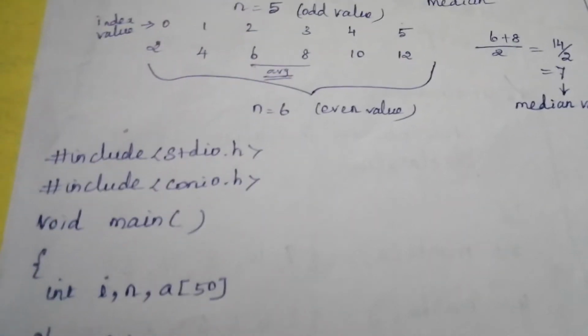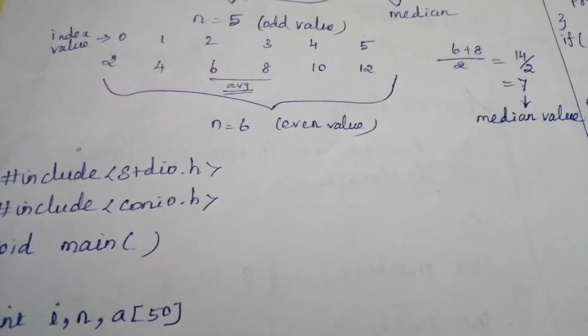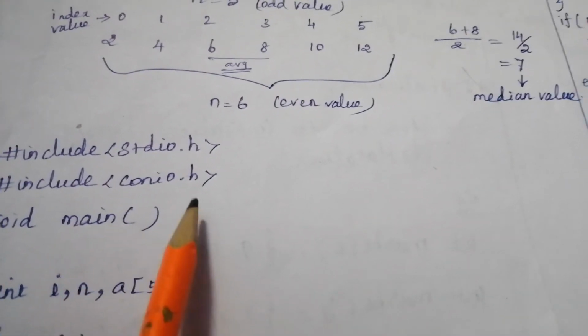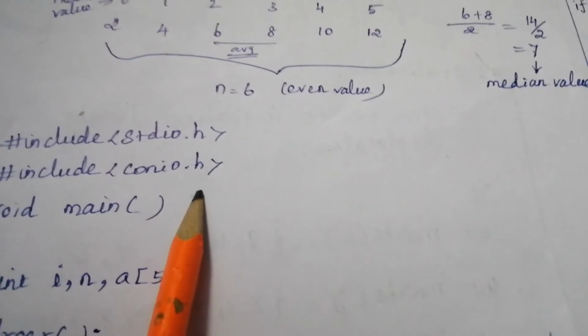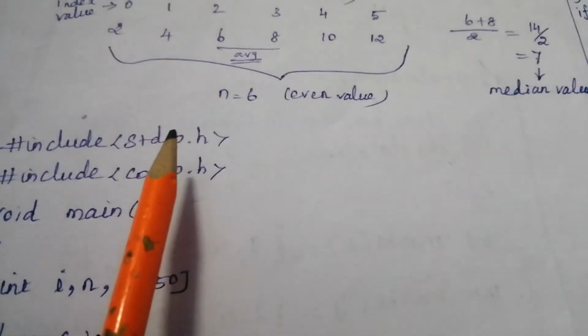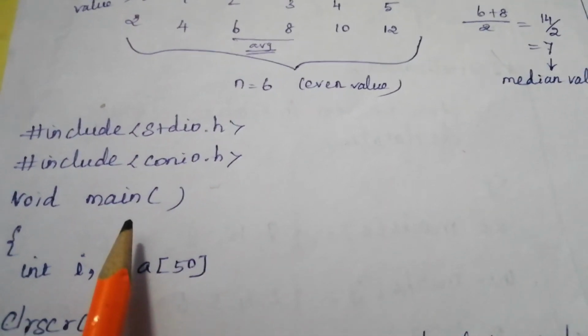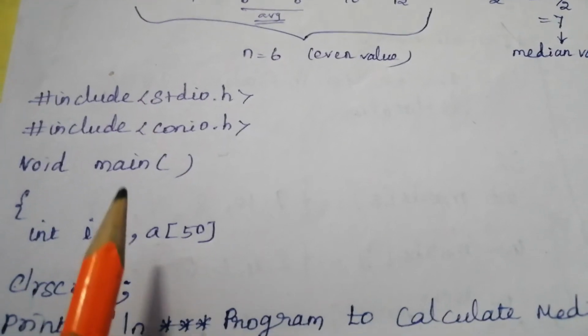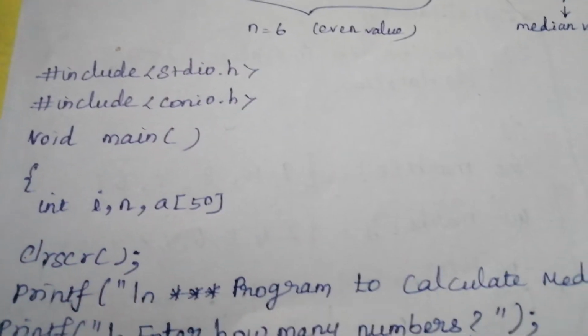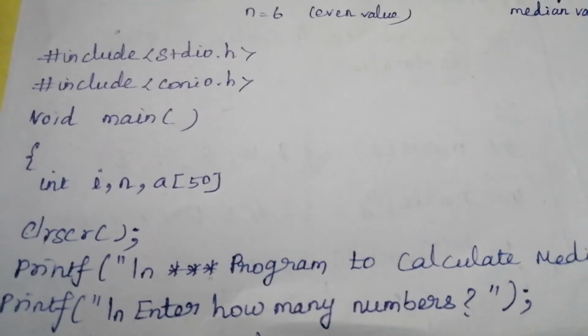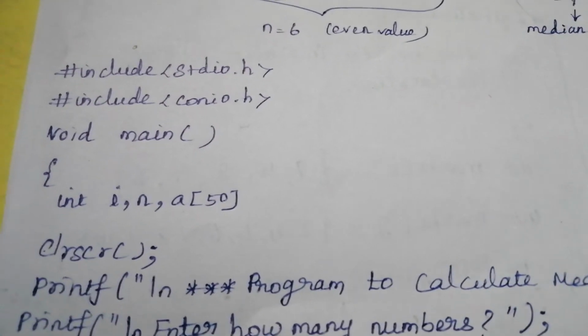Next we will write the C program. In the very first statement, we have to include the preprocessor directives, that is, the header files. Those header files will be required for this particular program. And then we have to start the main function. Inside that it has two parts: a declarative part and an executable part.